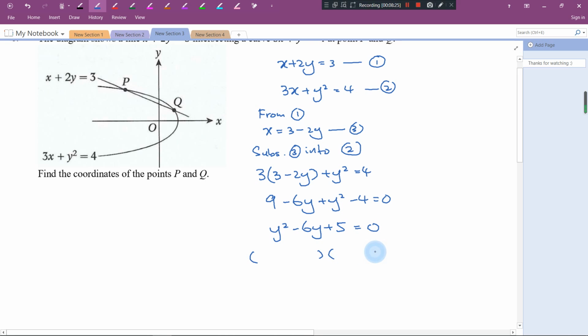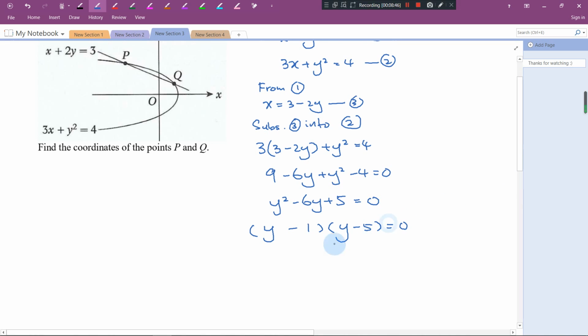Now let's do some factorization. If you use your calculator to help you, you have to be careful. The calculator always gives you x equal to 1, but now this is not x, this is y. Remember to write y. Don't write x because this is not x. y - 1 = 0, or y - 5 = 0. y = 5, y = 1.